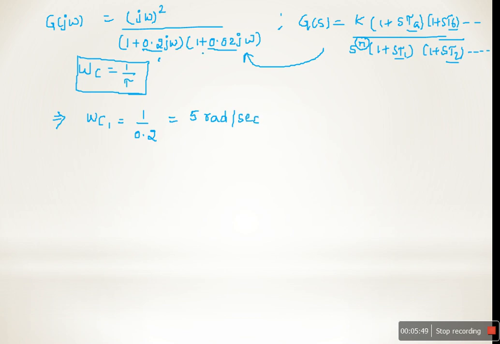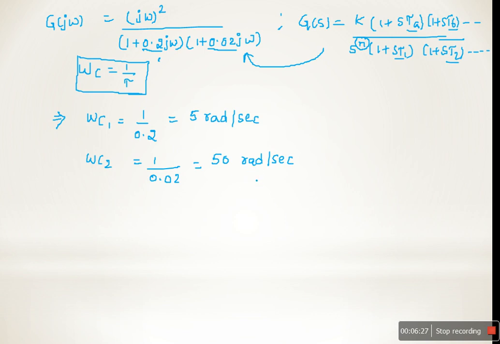Similarly, we have one more term, 1 + 0.02 j omega. In place of tau we have 0.02. So the second corner frequency is denoted omega c2, equal to 1 by 0.02, that is nothing but 50 radians per second. So we have calculated the corner frequencies from the given transfer function. Now we have to draw the magnitude plot.